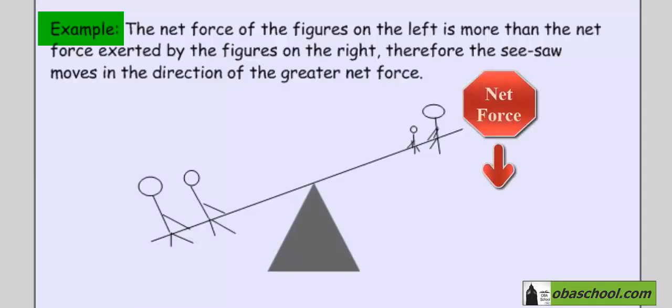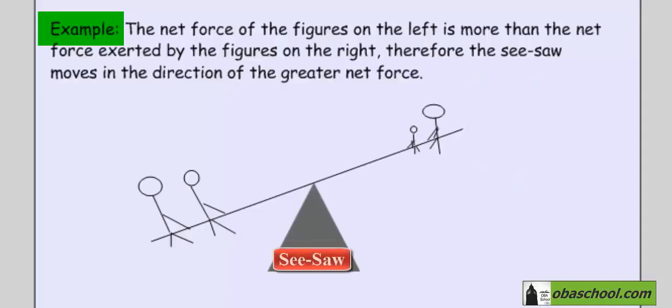Therefore, the seesaw moves in the direction of the greater net force. That means the people on the left have a greater net force, so the seesaw will move downward on that side, which is the left side.